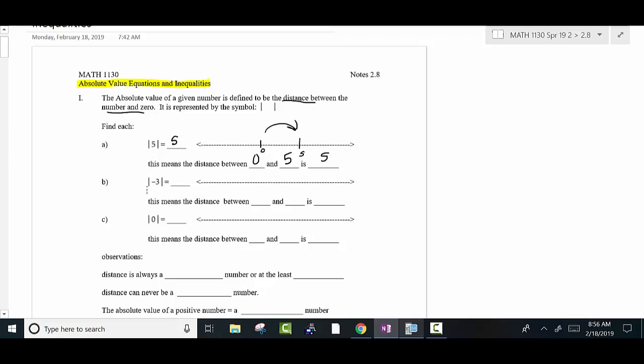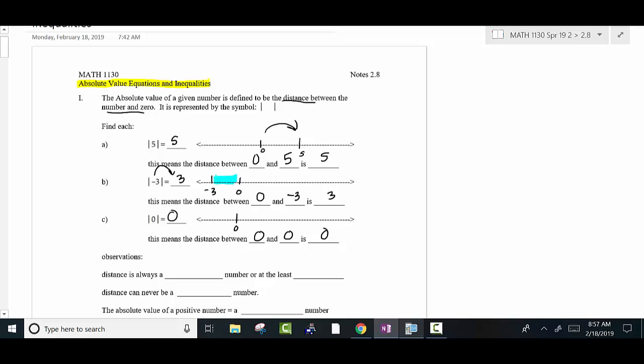The next one, absolute value of -3, just means how far is -3 from 0? Well, again, that's 3 because it's a distance. Distance is always considered to be positive. So technically this is just the distance between 0 and -3. That's why it's a positive number. So what you learn is that the absolute value of a negative is a positive. And then the other possibility is the absolute value of 0, which just means the distance from 0 to itself, which is 0.